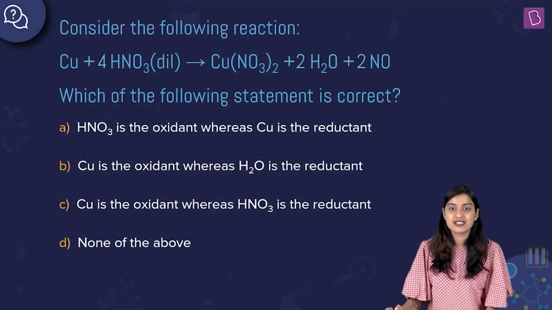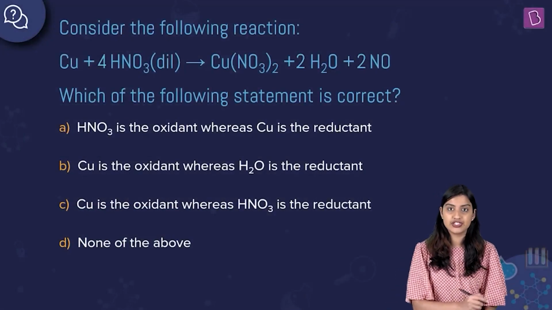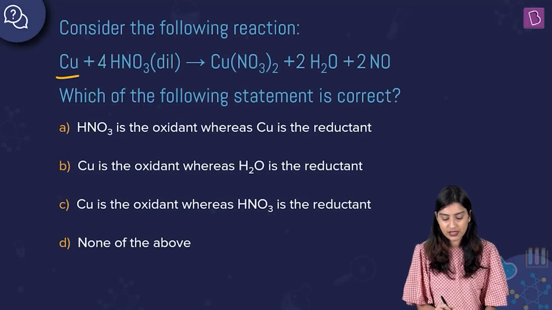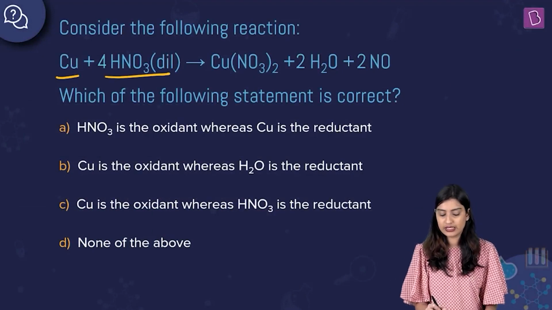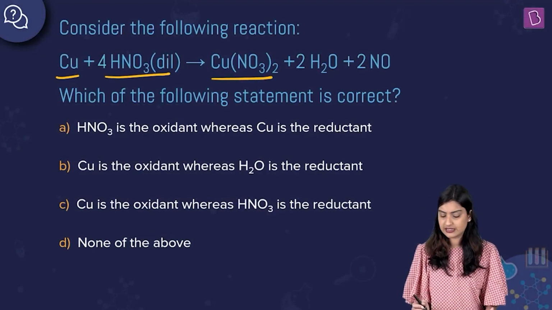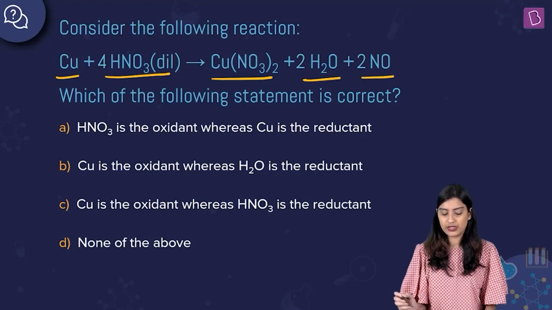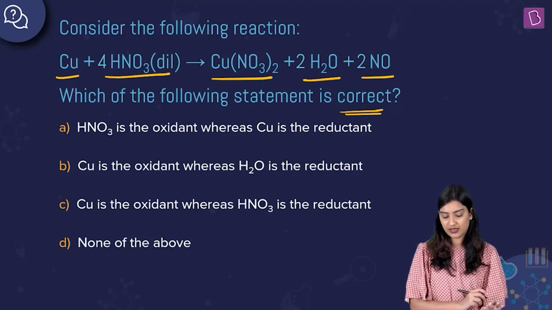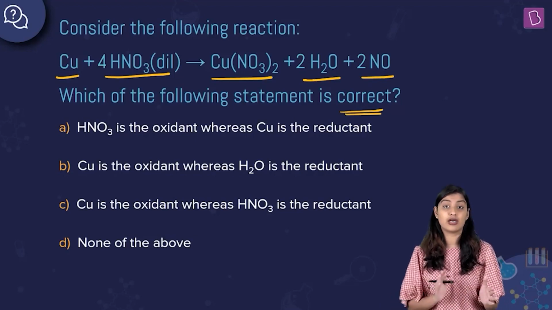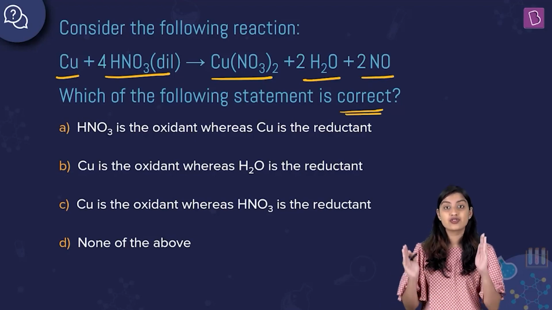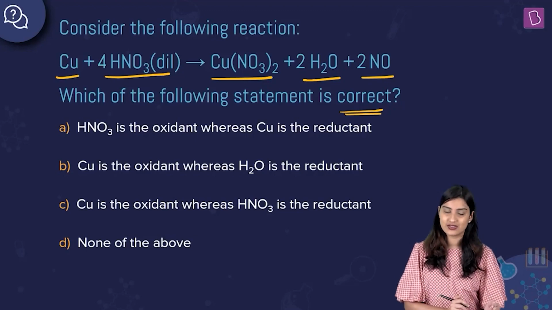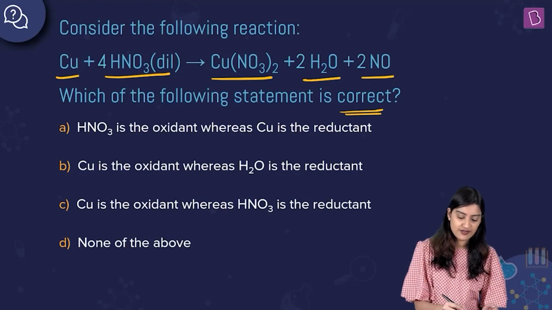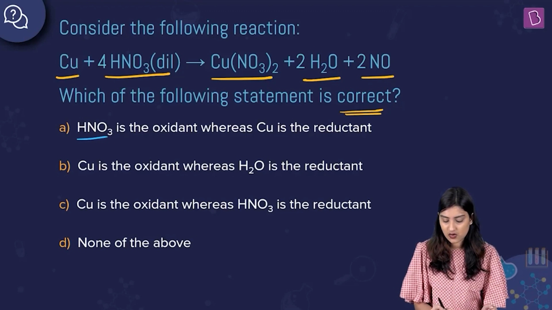So here they're asking you to consider the following reaction. You have copper plus 4HNO3 dilute will give you copper nitrate plus 2H2O plus 2NO. Which of the following statements is correct? We need to find out the correct statement. So we'll read the statements, mark true or false, and whatever is true is going to be the right answer. First you have, HNO3 is the oxidant, whereas Cu is the reductant.